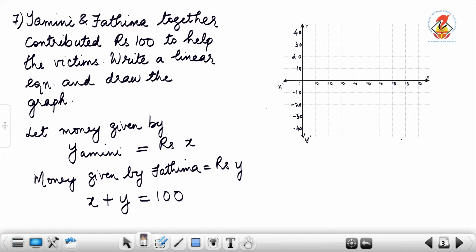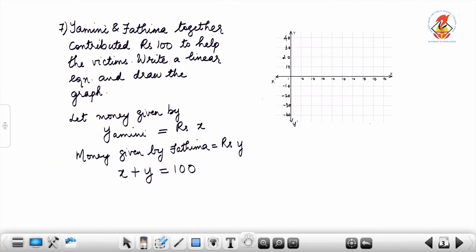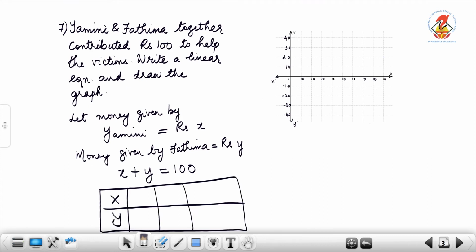Based on this, you have to plot the points. To plot the points, you should know the values of x and y. So let's draw the table. Which numbers added give you 100? 50 and 50. 50 plus 50 gives you 100. Then 40 plus 60 gives you 100. 30 and 70. 20 and 80.